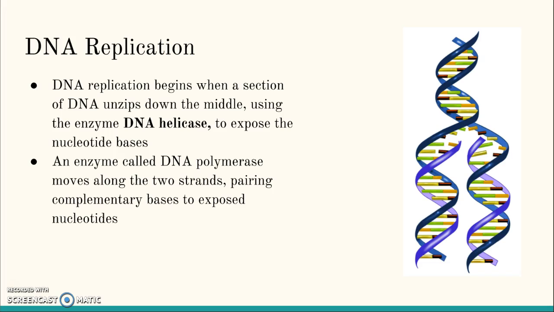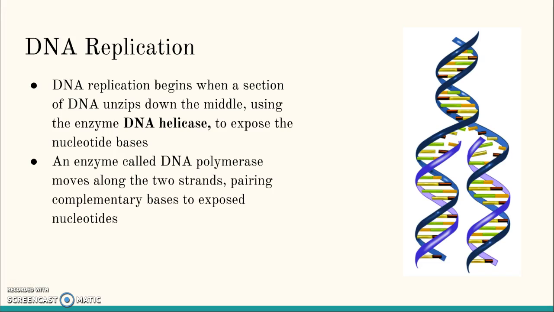So the first thing we want to talk about is DNA replication, because remember, we talked about how DNA replicates itself for both mitosis and meiosis. So we are going to need to replicate DNA on multiple occasions. DNA replication begins when a section of DNA unzips down the middle and uses an enzyme, which we've talked about, that's a type of protein, called DNA helicase. It exposes the nucleotide bases. Then another enzyme called DNA polymerase moves along the 2 strands, pairing complementary bases to the exposed nucleotides.